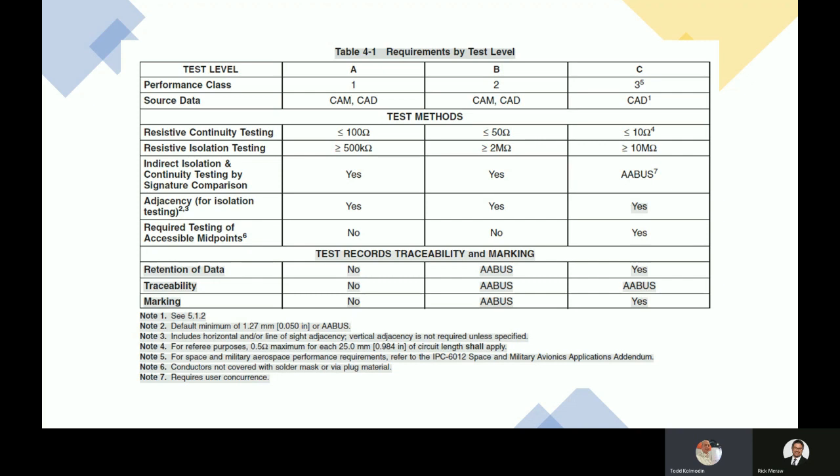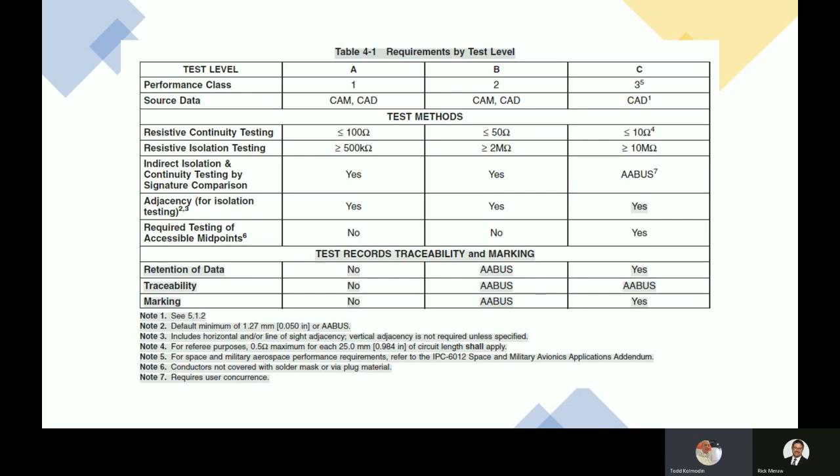Now with class 3 or test level C, this is the high performance product that we see a lot today, where it gets a little bit more tricky. So with resistive continuity testing, we're down to that 10 ohms or less number from point to point on the board. And then we want to be on our isolation test greater than or equal to 10 megaohms, or 10 million ohms.